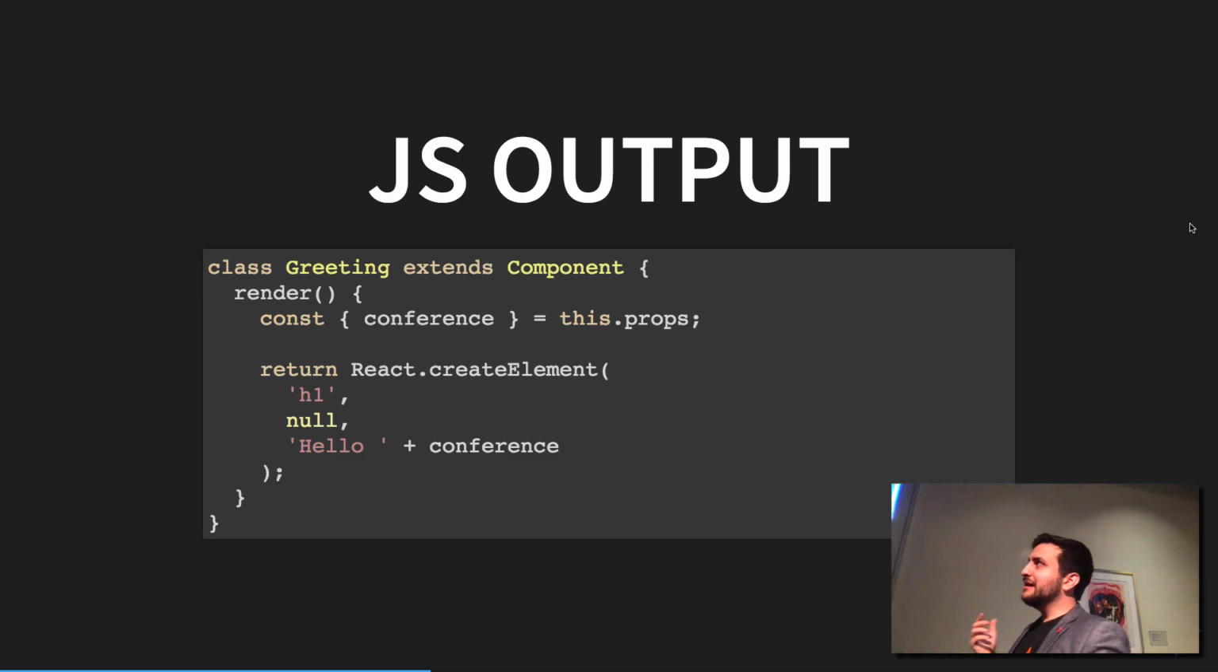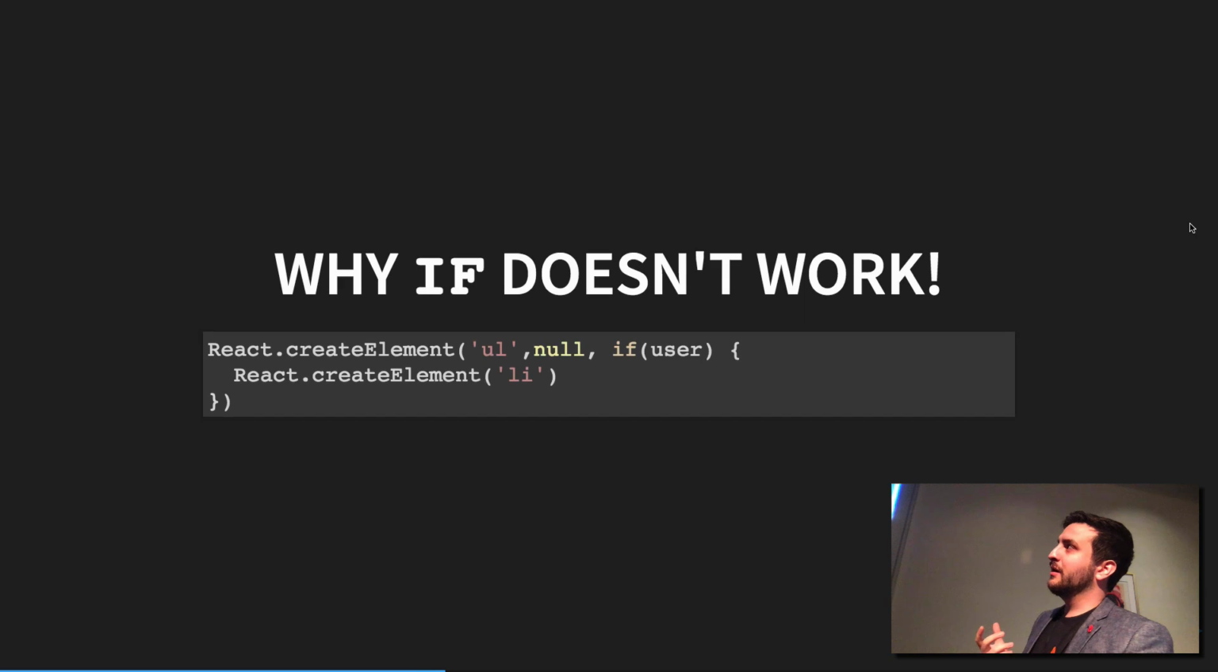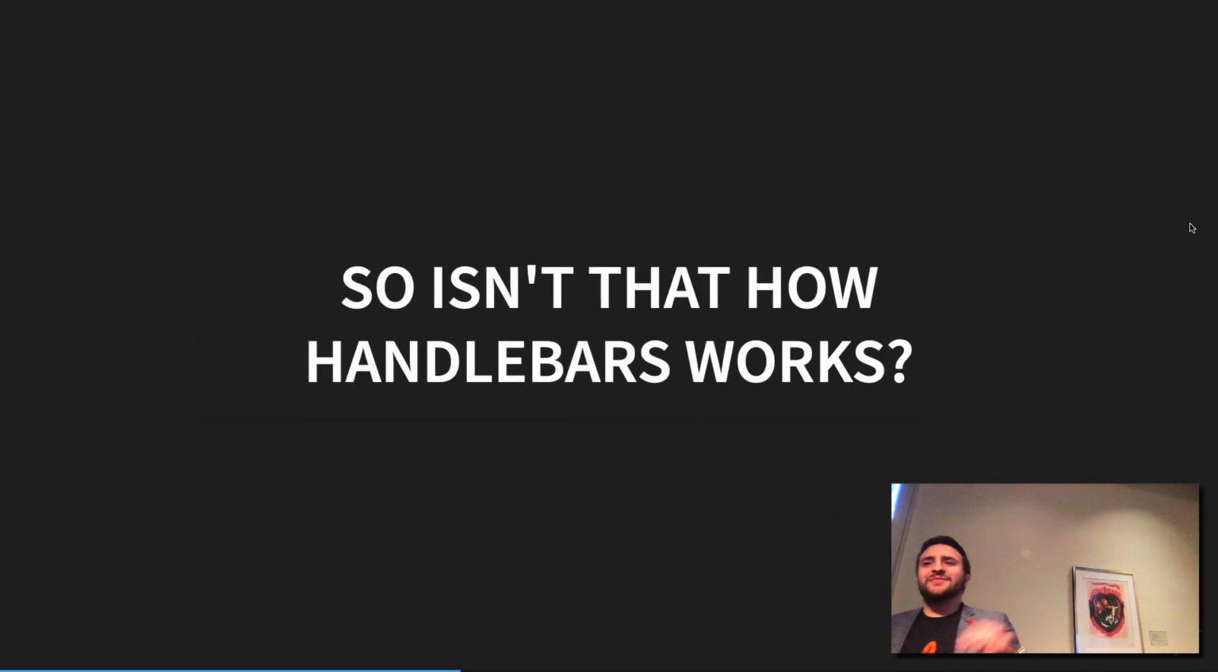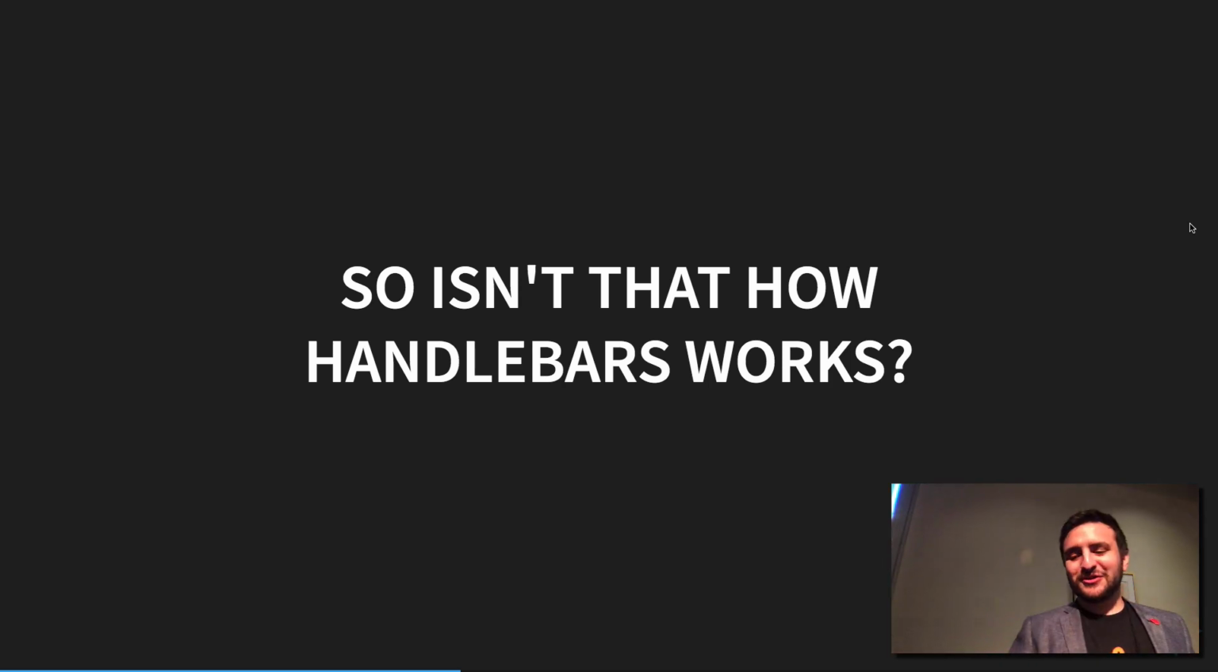So the reason that the if statement actually doesn't work is because if we tried to use the if statement, it would be putting an if statement in the middle of our argument list, which is not valid JavaScript. Yes, there's a Webpack plugin that will turn if statements into ternaries. Don't want to deal with it. All right, so you're probably saying, isn't this how Handlebars works?